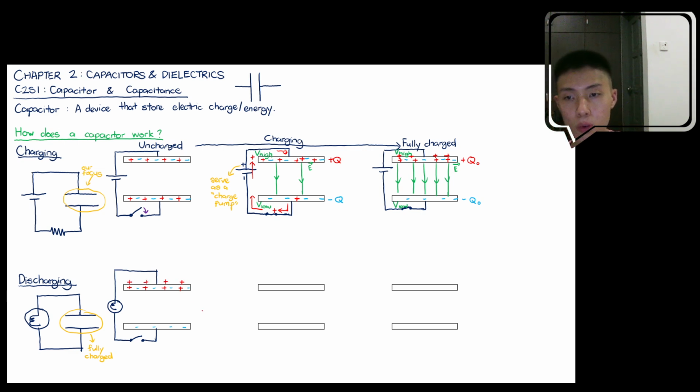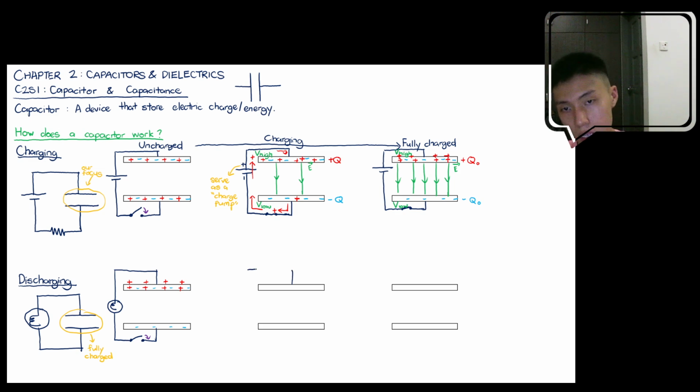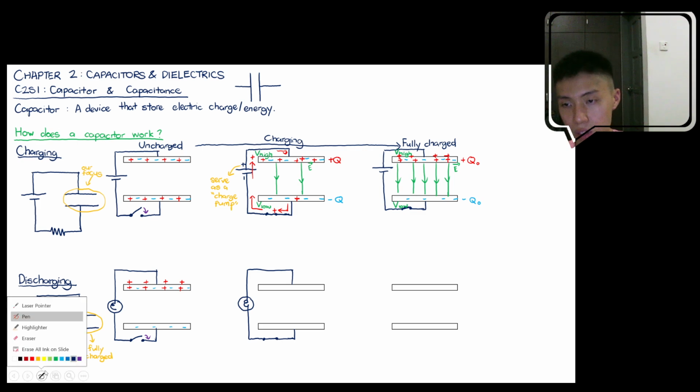So the moment I close this switch, that's where the discharging starts to happen. The release of charge starts to happen. The release of energy starts to happen. Okay, it has been connected right now. So as I mentioned just now, initially there was a lot of positive charge up here.